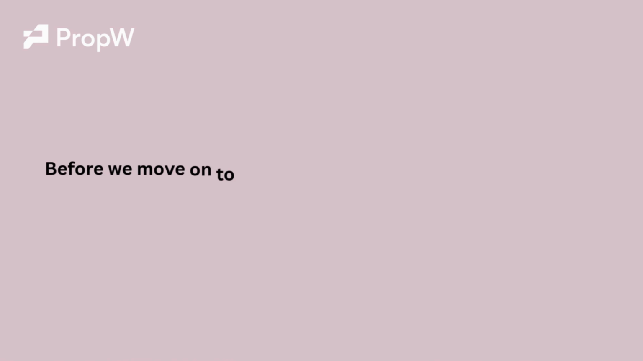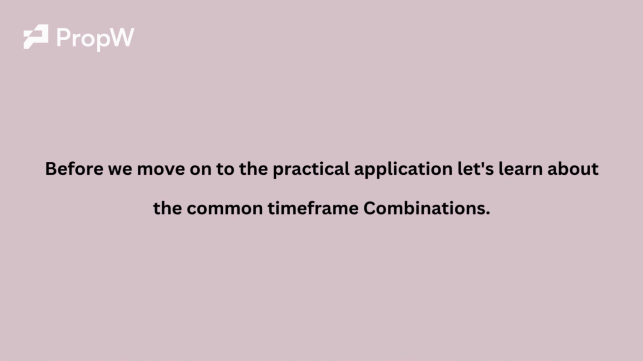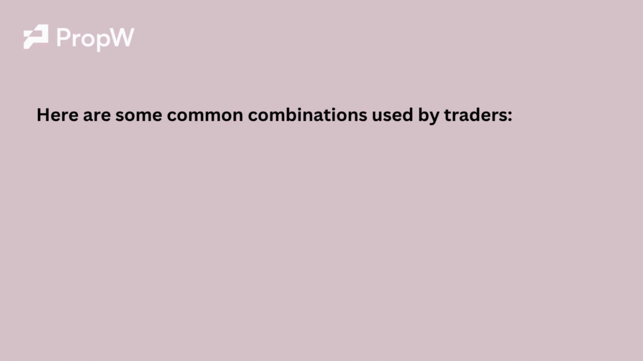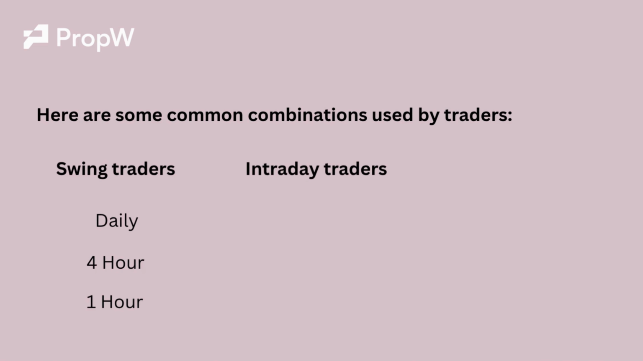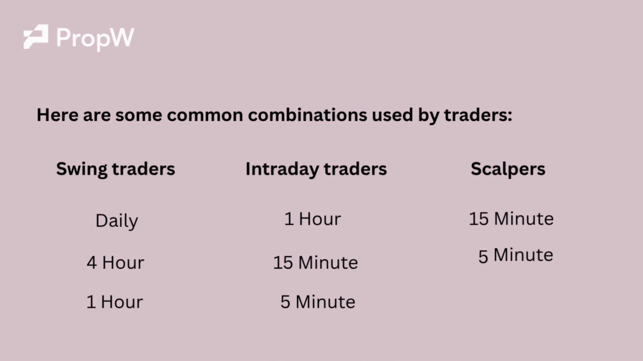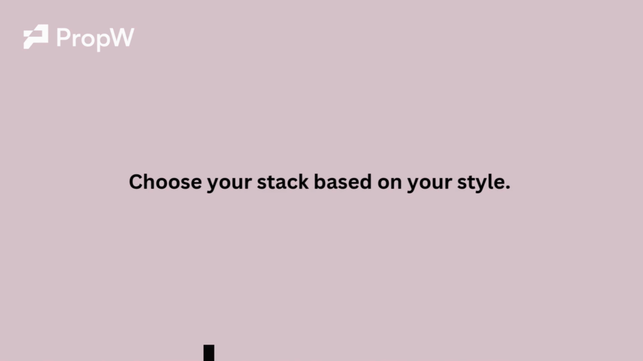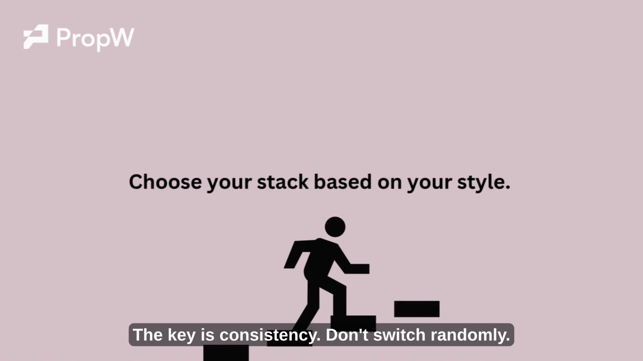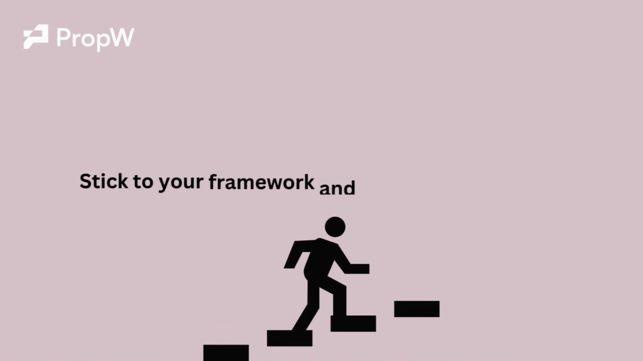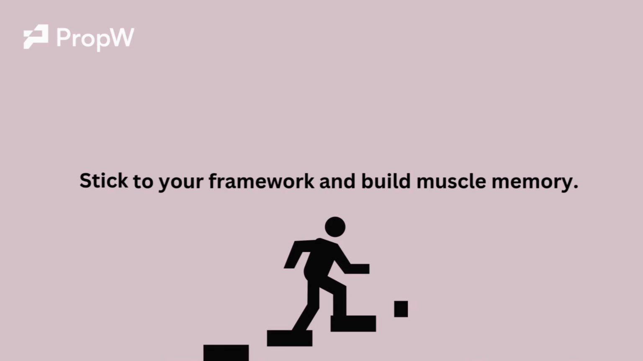Okay, now before we move on to the practical application, let's learn about the common timeframe combinations. Here are some common combinations used by traders: swing traders, daily, 4-hour, 1 hour. Intraday traders, 1 hour, 15-minute, 5-minute. Scalpers, 15-minute, 5-minute, 1 minute. Choose your stack based on your style. The key is consistency. Don't switch randomly. Stick to your framework and build muscle memory.